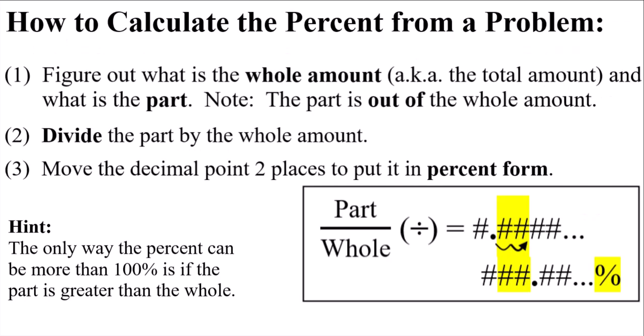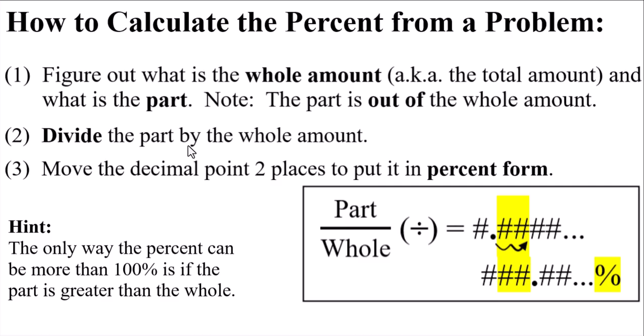Okay, the main purpose of this page of guided notes, and it's just a single page, it's pretty short, is to make sure you know how to calculate the percent from any type of problem. The way you're going to do that is you're going to have to figure out what is the whole amount, which is also known as the total amount, and then what is the part of that whole or total amount. The part is always out of the whole. It's always out of the total. And that will lead us to dividing in the correct order.